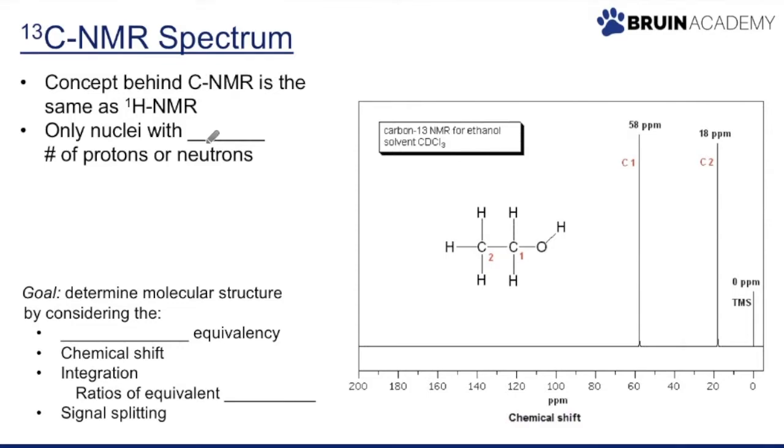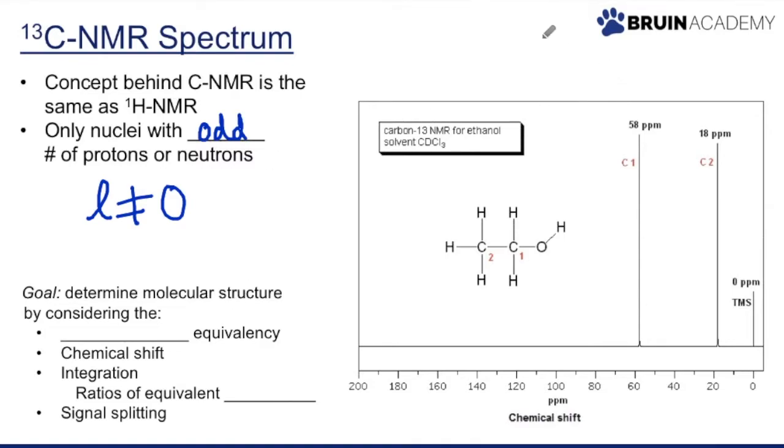And something important to keep in mind for NMR spectroscopy in general is that only nuclei with an odd number of protons and neutrons can be measured through NMR. The reason for that is that NMR can measure any nucleus that has a spin quantum number that does not equal 0. And the only way you can have a spin quantum number that does not equal 0 is if you have a nucleus with an odd number of protons and neutrons. So that's why we measure things like H1 NMR and carbon-13 NMR as opposed to carbon-12, for example.